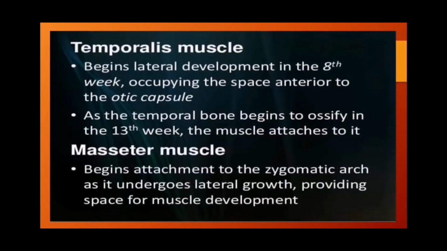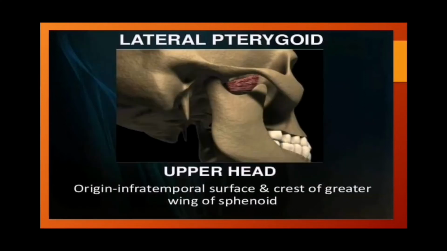Temporalis muscles begin lateral development in the 8th week, occupying the space anterior to the otic capsule. As the temporal bone begins to ossify in the 13th week, the muscles attach to it. Masseter muscles begin attachment to the zygomatic arch as it undergoes lateral growth, providing space for muscle development. We will now discuss the muscles of mastication one by one.